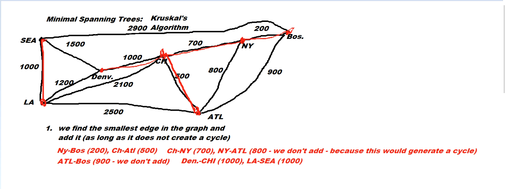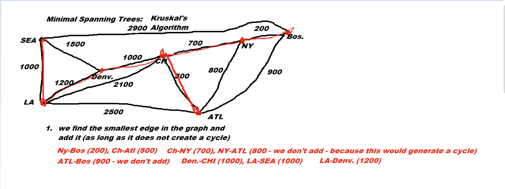Let's see. Next largest would be, looks like we've got 2,900 Seattle to Boston, 1,500 Seattle to Denver, 1,200 LA to Denver. Looks like that's the next smallest, so we can add that one. LA to Denver is 1,200. So LA to Denver, 1,200.